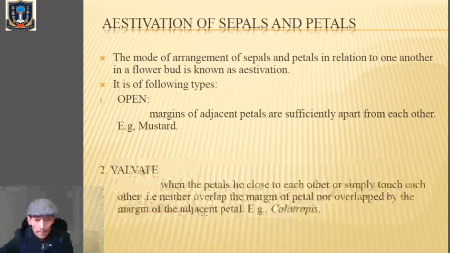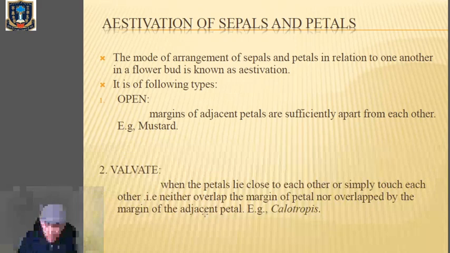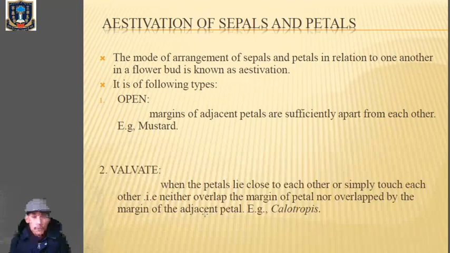Next one, we'll learn about the estivation of sepals and petals, on page number 5.49. Now what is estivation actually? Estivation means the mode of arrangement of sepals and petals in relation to one another in a flower bud. So estivation means just the arrangement of sepals and petals.